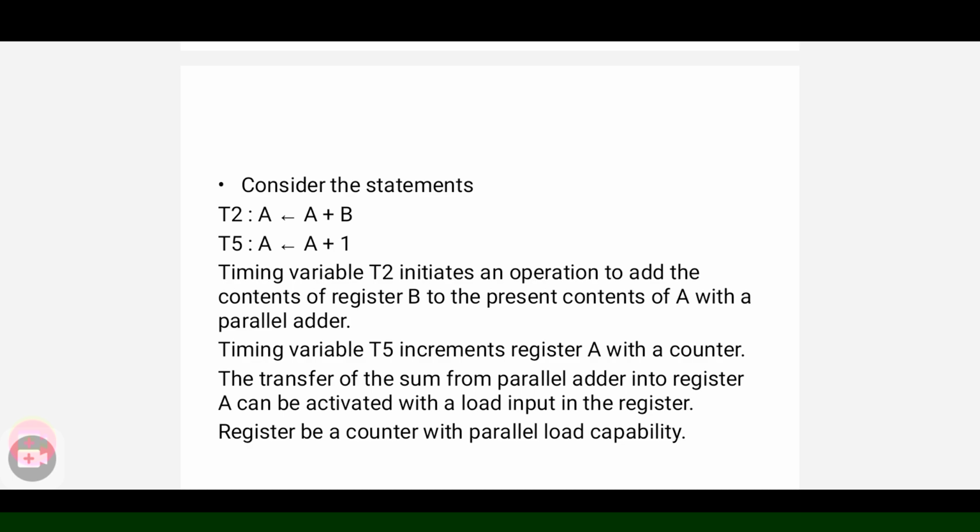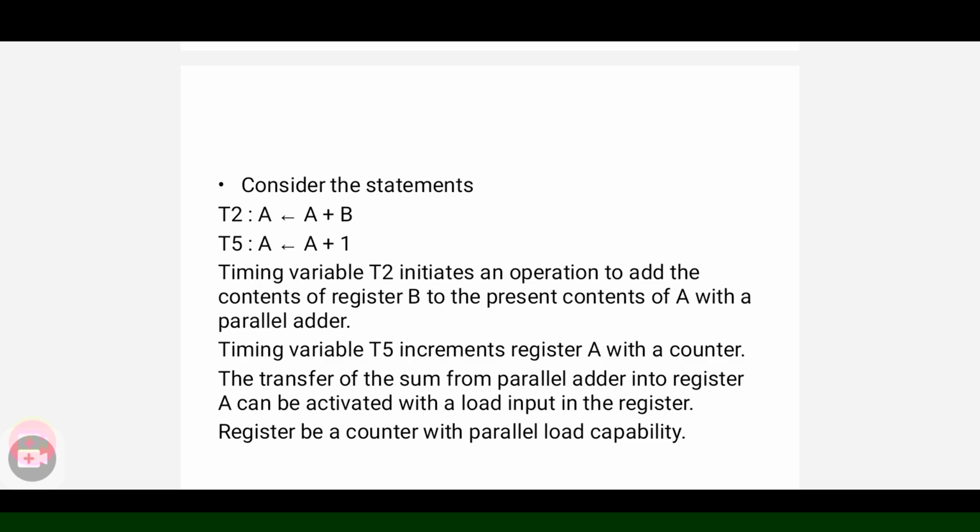Consider the statements: in T2, A is equal to A plus B, and in T5, A is equal to A plus 1. One is an addition operation, another one is an increment operation. That is, the content of register A is incremented by 1 and stored in register A. That is the meaning of A equal to A plus 1. And A equal to A plus B means the content of register A and the content of register B are added, and the result is stored in register A.